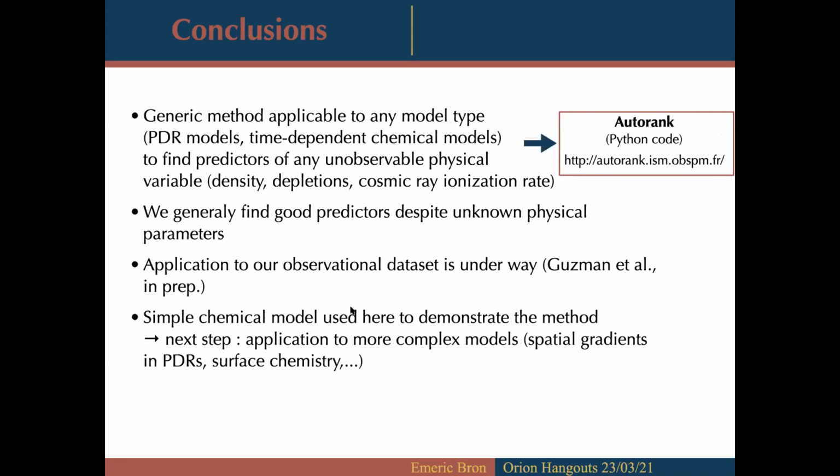And of course, the natural next step would be to move beyond the simple stationary chemical models that had no spatial profile that were used here, and to move to more complex models, for instance, including the spatial structure along the spatial gradients using PDR models, including surface chemistry and so on.